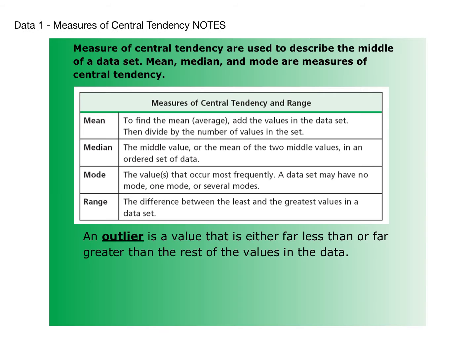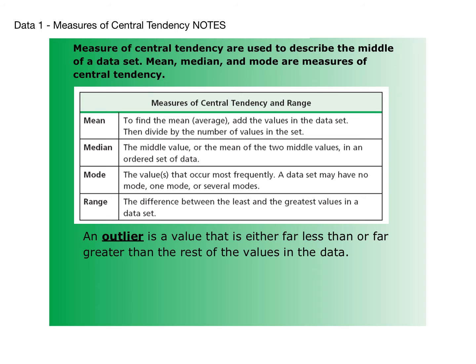Let's go on. All right, let's talk about measures of central tendency. They're used to describe the middle of a data set. Mean, median, and mode are measures of central tendency. They describe the data really well. They're kind of like the middle number, but not literally the middle number every time, just a good representation of the data: the mean, median, and mode. Then we also have the range. That one's not a central tendency measurement, but we do use it with these other ones.